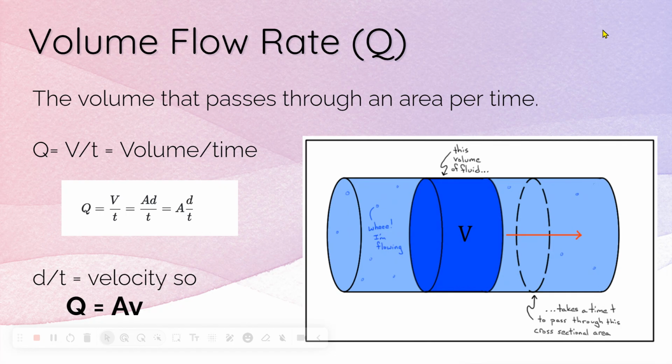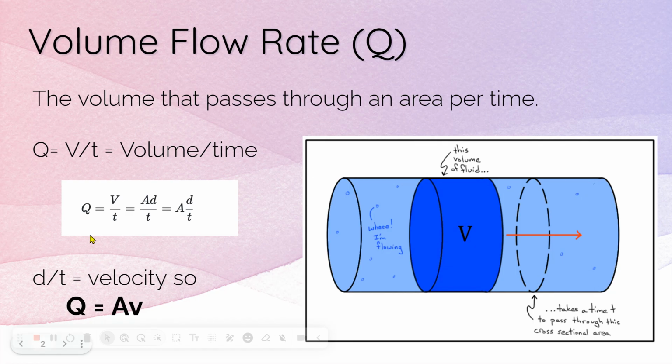Q is just a variable for flow rate, and it's telling you the volume that passes through an area per time. So if we look at this dark blue plug right here, what volume of water, okay, so this is the volume, the dark blue plug, can pass through this dotted line per second. Okay, so that's what a volume flow rate is. It's how much goes through per second.